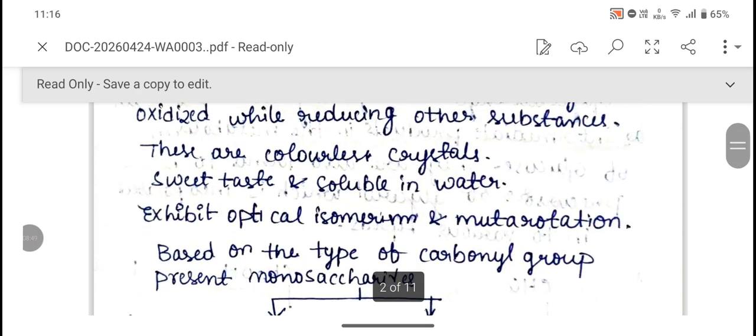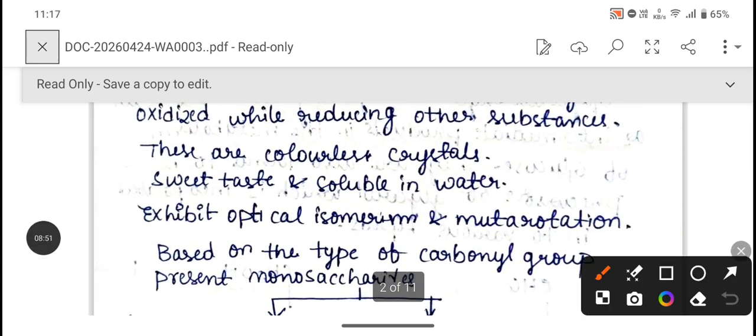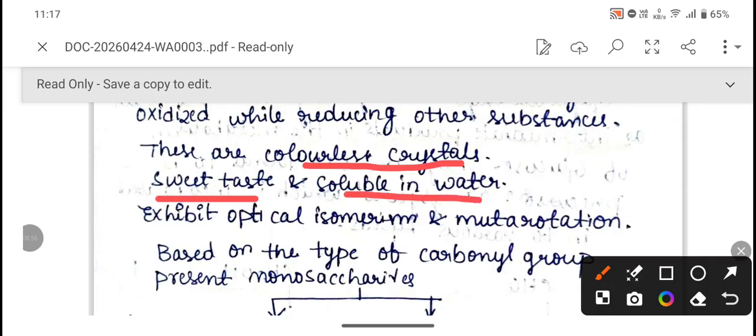So these monosaccharides are colorless crystals, and these are sweet in taste and soluble in water. They exhibit optical isomerism, so they can form isomers, and they exhibit mutarotation.